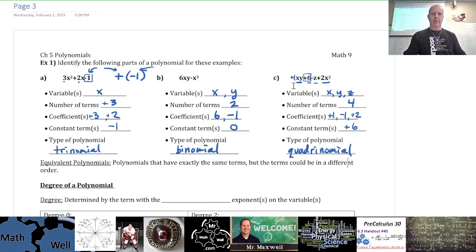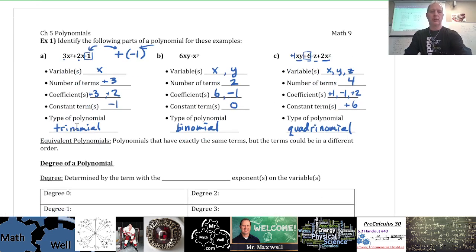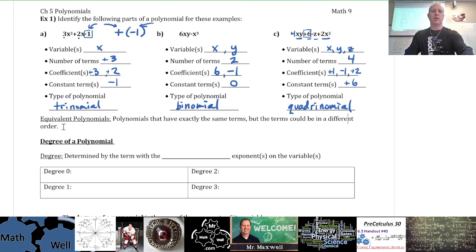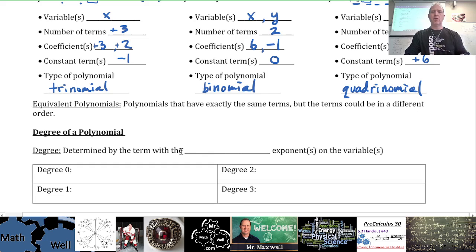All right, moving on. Equivalent polynomials here in our notes. What are equivalent polynomials? Polynomials that have exactly the same terms, but the terms could be in different order. So when we add or subtract things, we actually could change the order around a little bit and still be the same. For example, 2 plus 1 is the same as 1 plus 2. You understand that? So in polynomials, if we just rearrange the order of the terms, they could be equivalent.